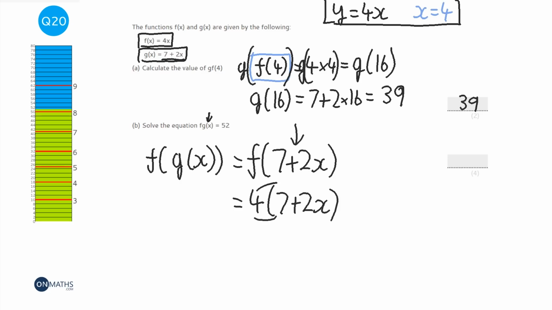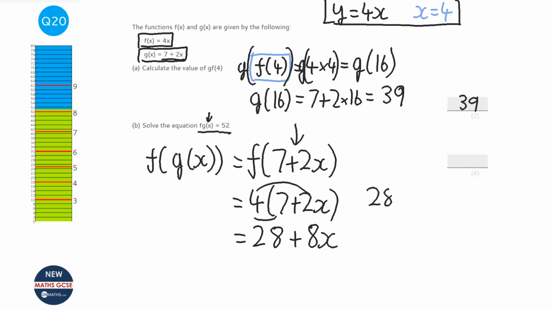Then we can expand that a little bit. So 4 times 7 is 28, plus 4 times 2 is 8x. Okay, now there's an equation here which I've kind of ignored up until now, but we need to write it now. So it says that 28 plus 8x, which is fg of x, equals 52. So let's sort that out, solve that.